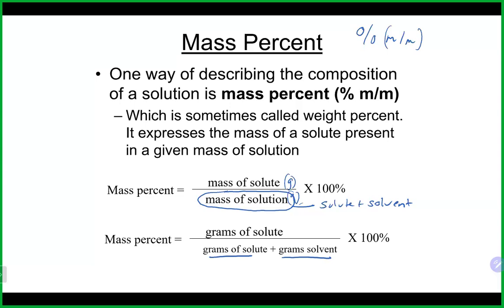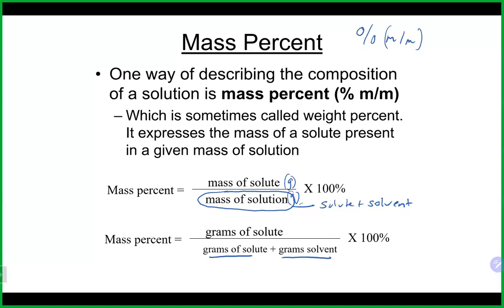And it's a very common error that people will make is they'll just grab the solvent by itself and divide by that because it's a larger number. So you want to make sure on the bottom here that it is the actual mass of the entire solution, which again should be both the solute and the solvent added together. So that's really important there.